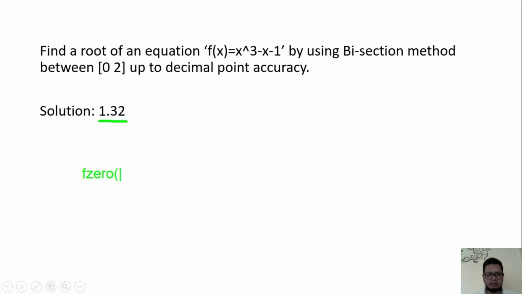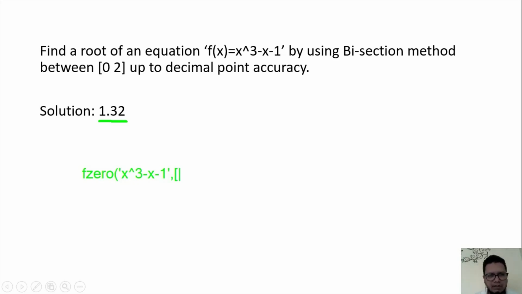Parenthesis, then single quote open, and define your function. The function is x cube minus x minus 1. So x cube, so x to the power 3, minus x, minus 1. After writing your function, close single quotes, then comma. After the comma, square bracket open, and give the limits.